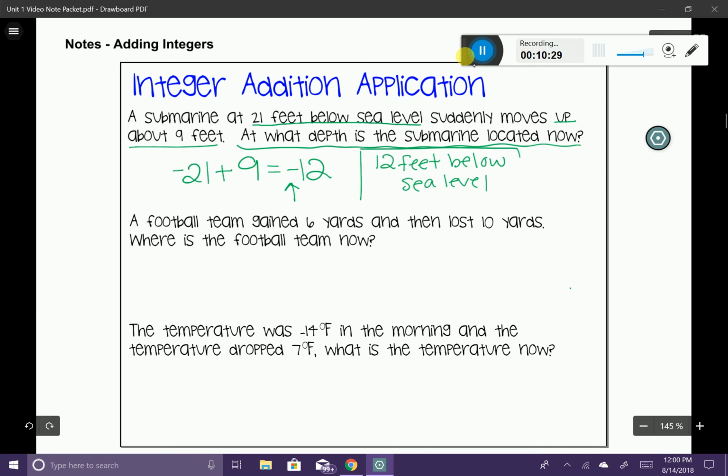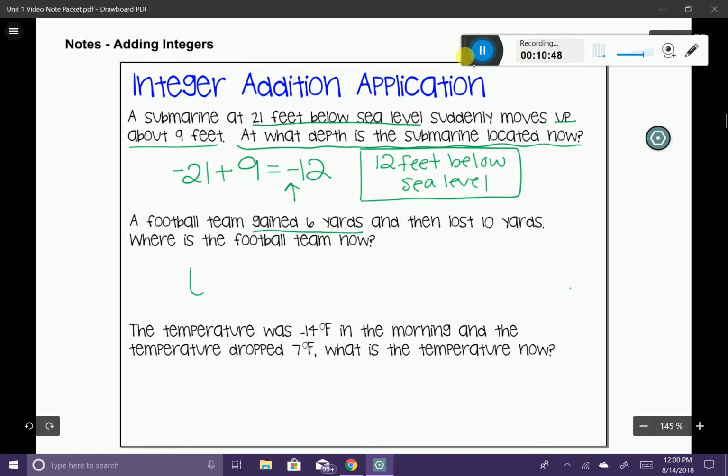Number 2, a football team gained 6 yards and then lost 10 yards. Where is the football team now? Well, let's look. A football team gained 6 yards. Gained means you're moving in the positive direction, correct? That's going to start us off at 6 yards.